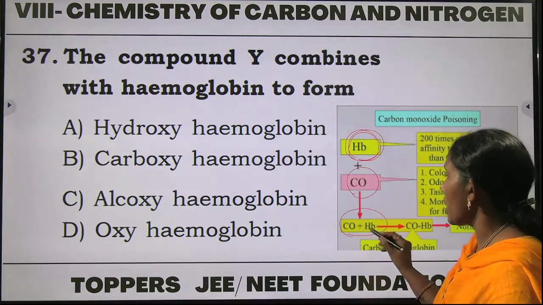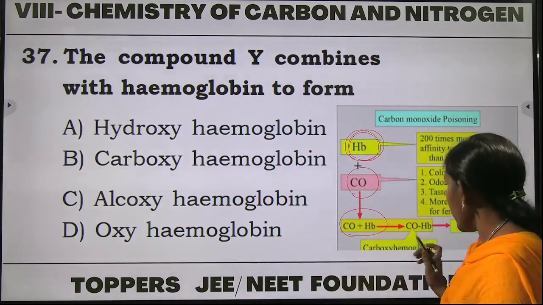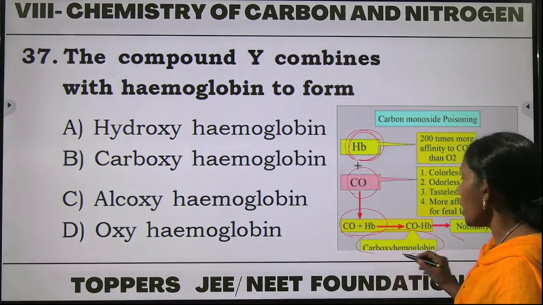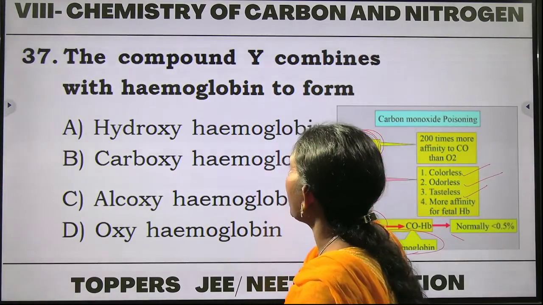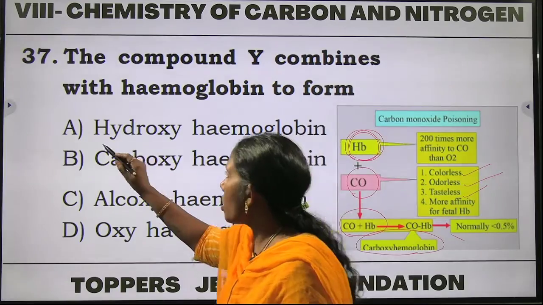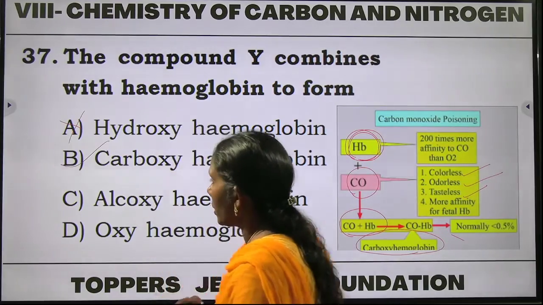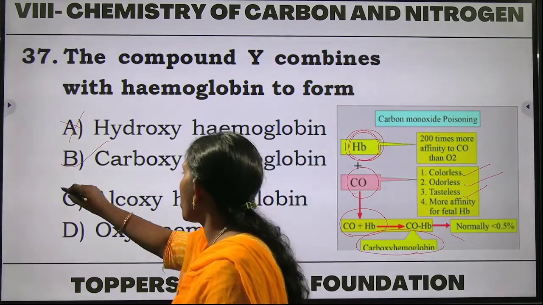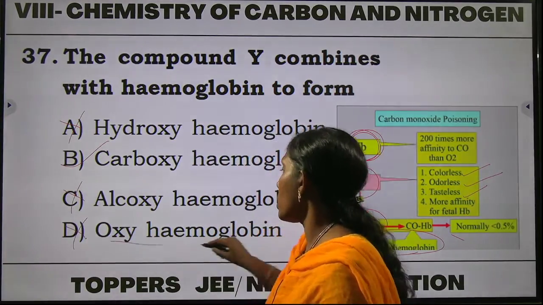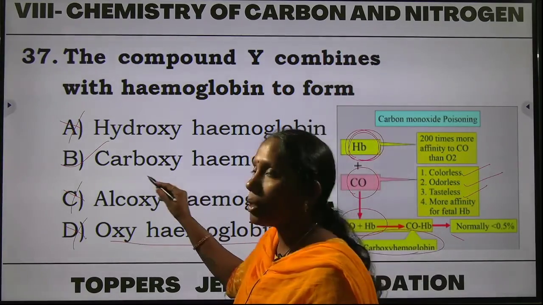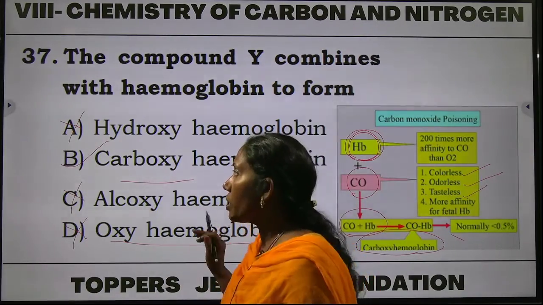When these two are mixing, as hemoglobin has more affinity towards carbon monoxide, they combine easily and form carboxyhemoglobin. So the question: the compound Y combines with hemoglobin to form. First option is hydroxyhemoglobin, no. Second option is carboxyhemoglobin, yes, it is correct. Next, alkoxyhemoglobin, no, it is not reacting with any alkane or any oxygen. If it reacts with oxygen, then oxyhemoglobin. It reacted with carbon monoxide, so we call it carboxyhemoglobin. We will go with option B.